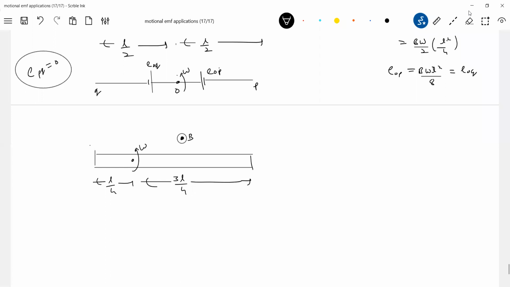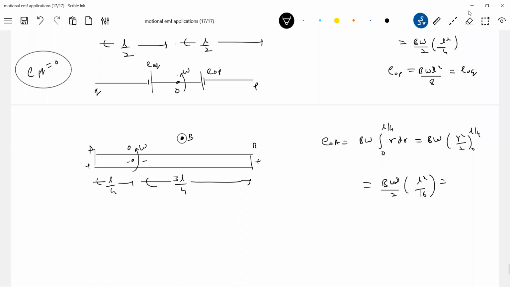This L/4 will behave like a cell. So this we call OAB. So EOA is the integral of B omega r dr from 0 to L/4. Which end will be positive? B bar out of the plane, so this end will be positive, this negative. So substitute limits. B omega by 2 times L/4 squared, that is B omega by 2 times L square by 16, which is B omega L square by 32.